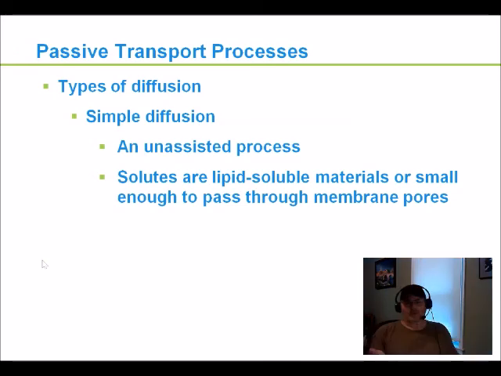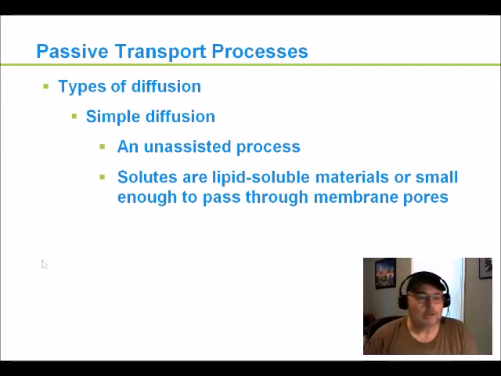We've got simple diffusion, and simple diffusion doesn't require any kind of special opening. It doesn't require anything. It just happens. It is an unassisted process, and things that are dissolved in a material can pass through small pores that are in the cell membrane, for instance. And these just pass down their concentration gradient.